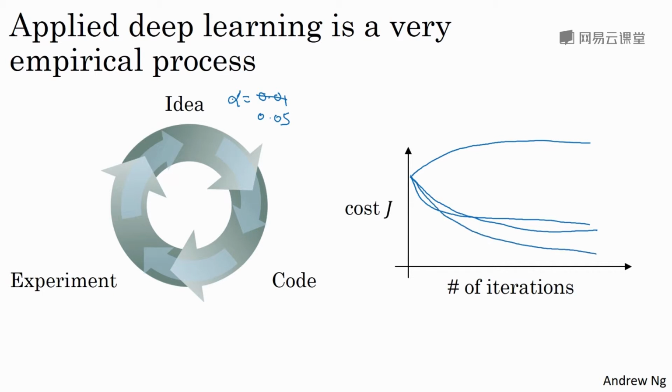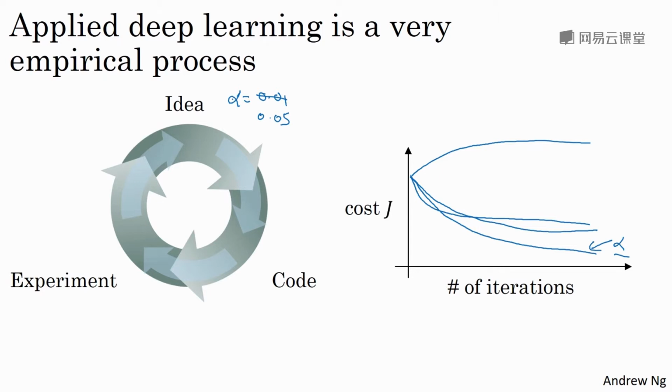Then after trying a set of values, you might say, okay, it looks like this value of alpha gives me a pretty fast learning and allows me to converge to a lower cost function J, so I'm going to use this value of alpha. You saw in the previous slide that there are a lot of different hyperparameters, and it turns out that when you're starting on a new application, I actually find it very difficult to know in advance exactly what's the best value of the hyperparameters.